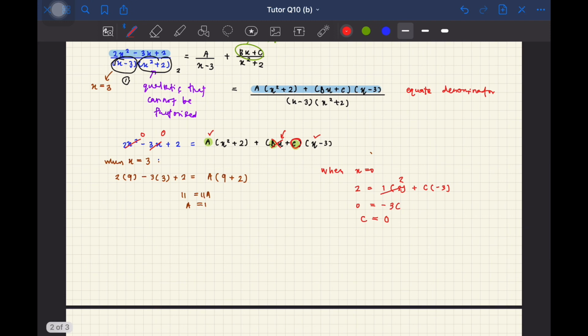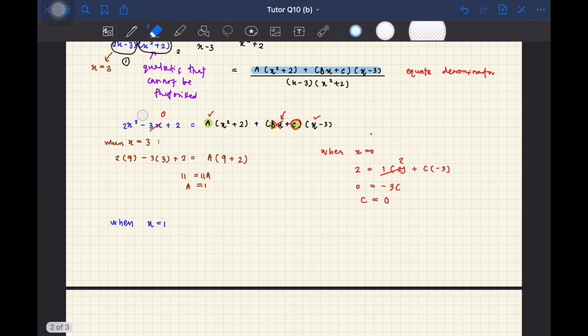Okay, lagi satu nilai. You only need to find B sekarang ni. Okay, so sekarang kita boleh gunakan any value. You can use any value that you want except for X equals to 3 and X equals to 0. Okay, so the easiest value that I can think of is X equals to 1. So when X is equals to 1, okay, so saya akan dapat apa? So I am going to get, so this one, let me padam dulu.